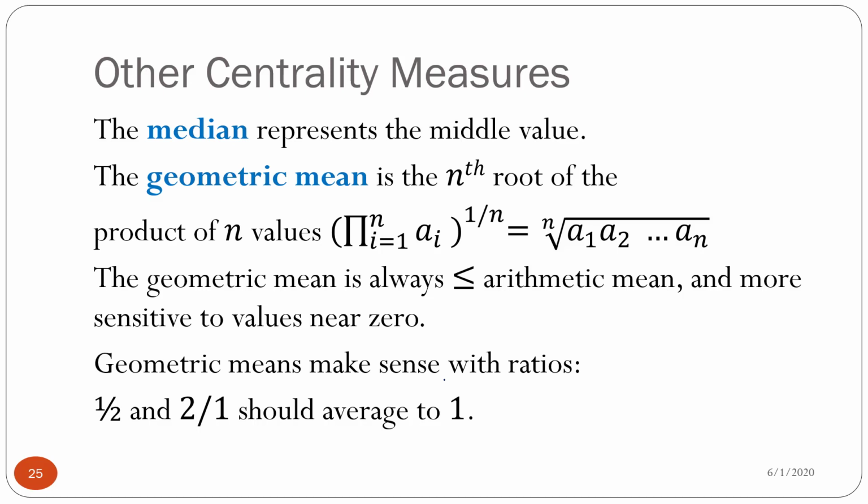There's another interesting centrality measure which is called the geometric mean. Now how do we find the geometric mean of n data values? Rather than adding these values, you multiply all these n values. So you do a1 multiplied by a2, go on doing it for all the n elements, and then find the nth root of that.